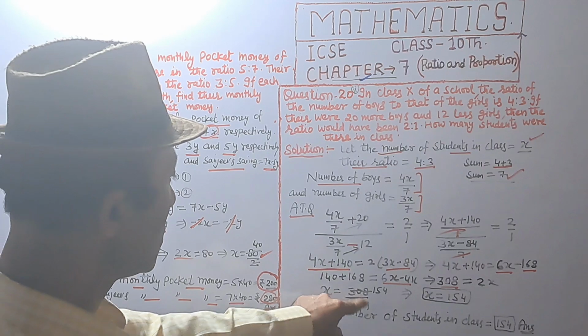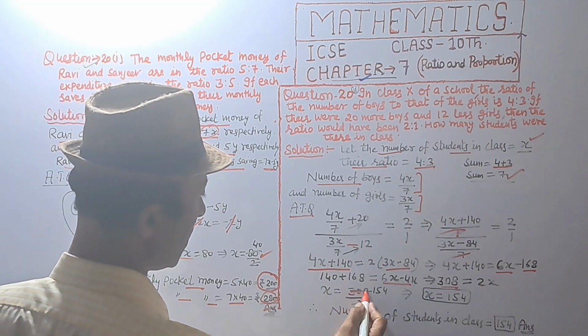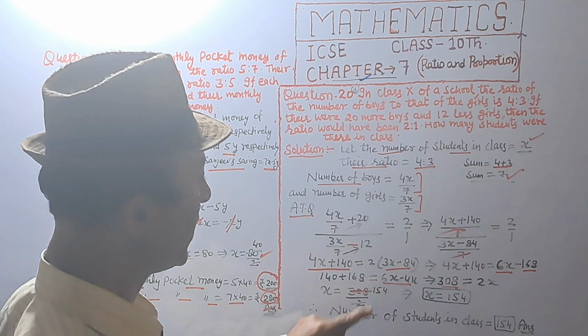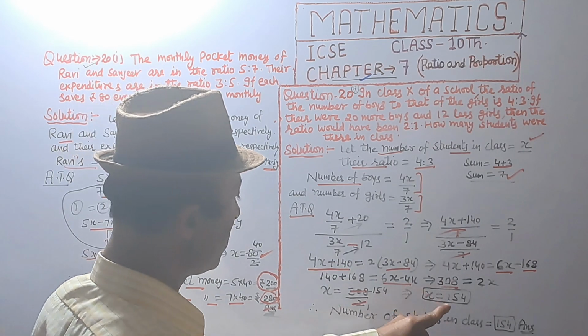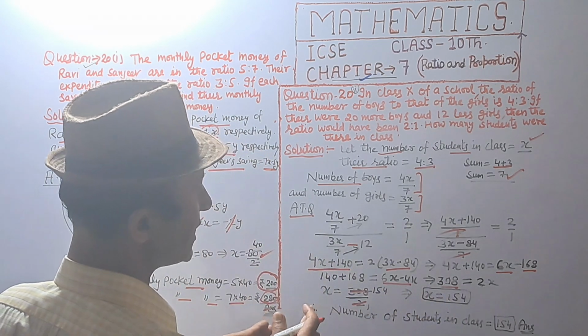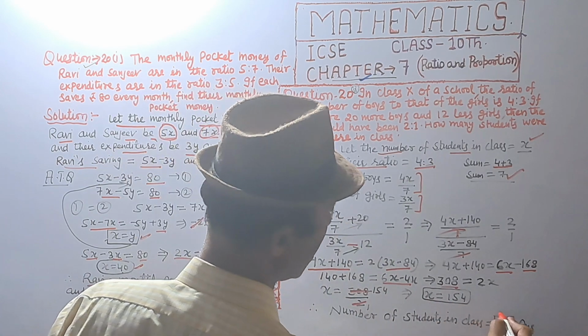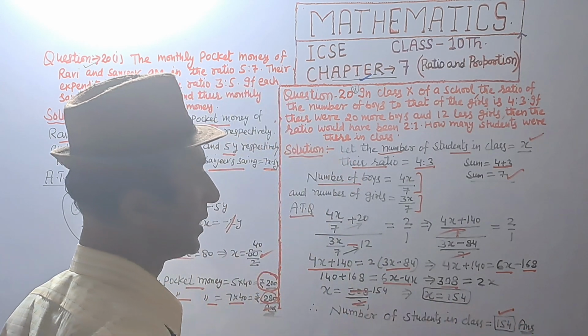So x is equal to 308 divided by 2, which is completely divisible, giving 154. And we get the value of x is equal to 154. So the number of students in class is equal to 154. Answer. Thank you.